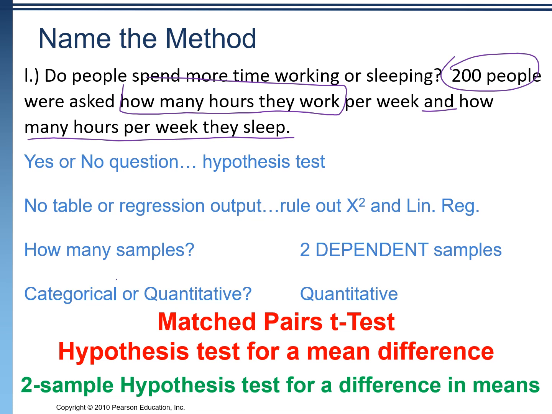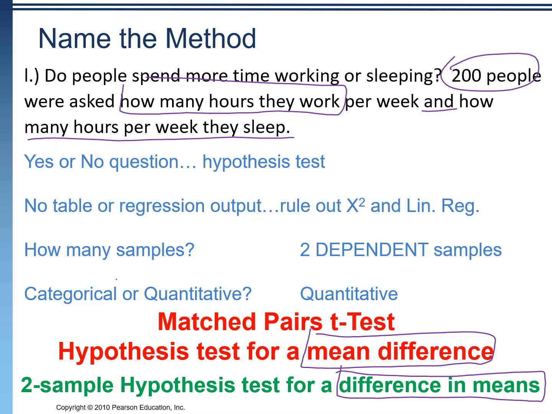If we're talking about the difference in means, that's different than the mean difference, all right? Mean difference is about taking our samples, subtracting them, finding the mean. Difference in means is having two different means that we're comparing.